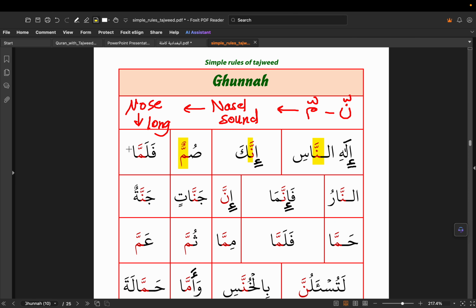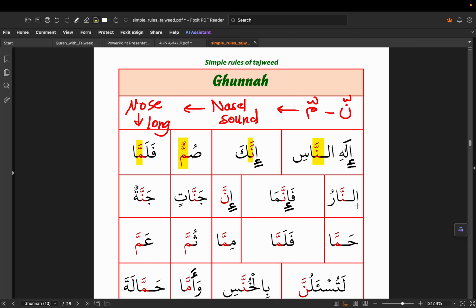Got it? This one here, the meem with the shadda. What should you do? Nasal sound. What's the meaning of nasal sound? Sound comes from your nose. You should make it a long time by closing your lips. Falamma. Okay, let's go with the one after.